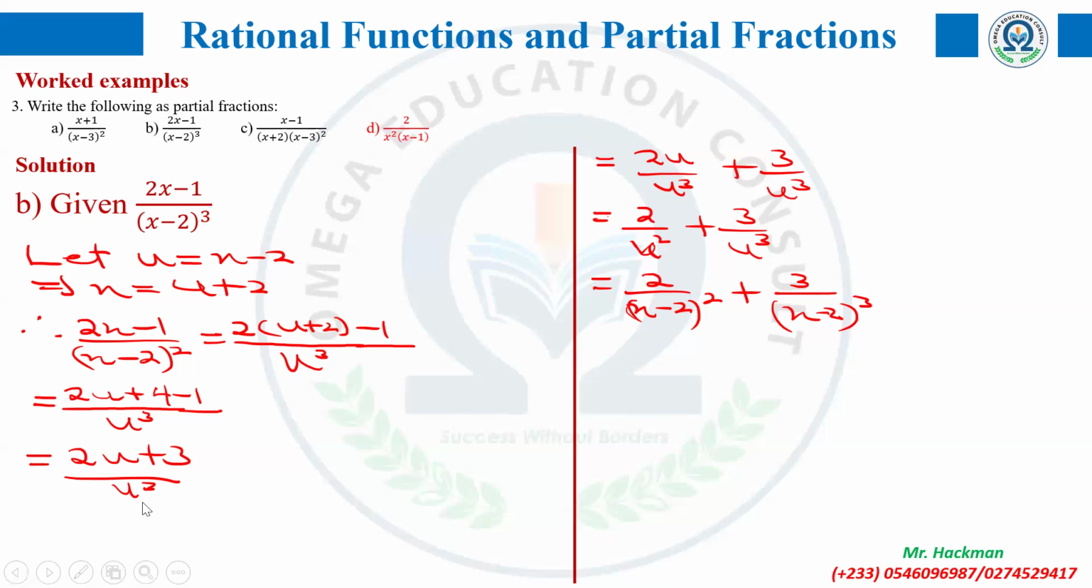Is my point well made? Yes, sir. At that point, you now come and split. So you get 2u over u cubed plus 3 over u cubed. But this can reduce. The u will cancel one of the u's in the denominator, so you get 2 over u squared, then plus 3 over u cubed, where you can't reduce your u's, so you maintain it. Then you carry out your substitution back, and this gives us the result that we have here. Point well made. So this will end.